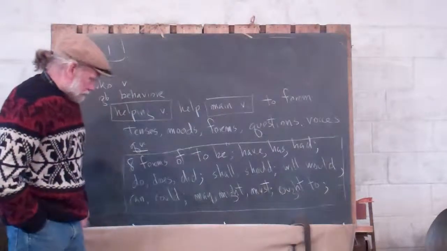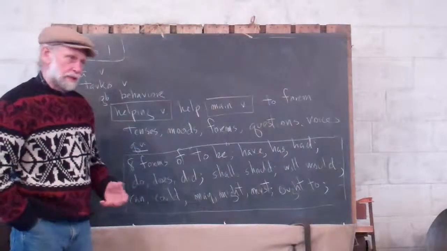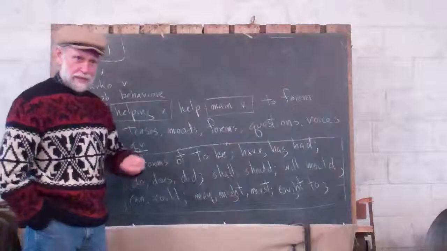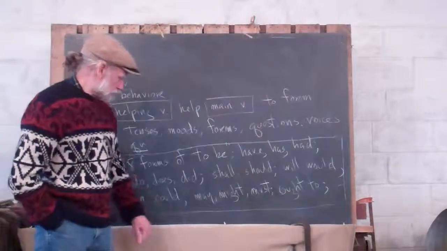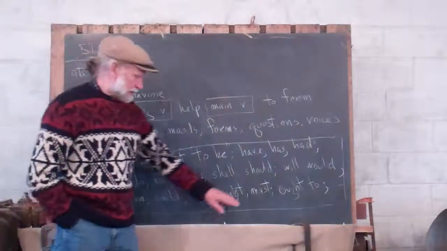Can and could, interesting, because there is no verb to can. Well, you can can fruit, but in English you have to say to be able to. But can, could, may, might, must, they seem to be related, and then ought to.